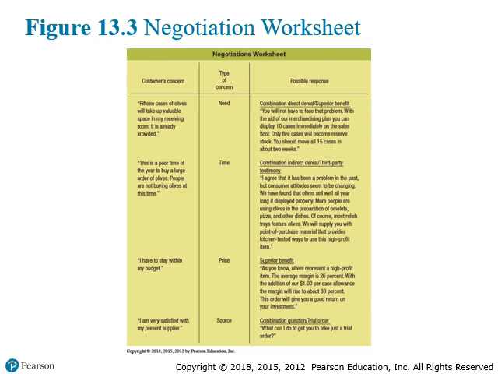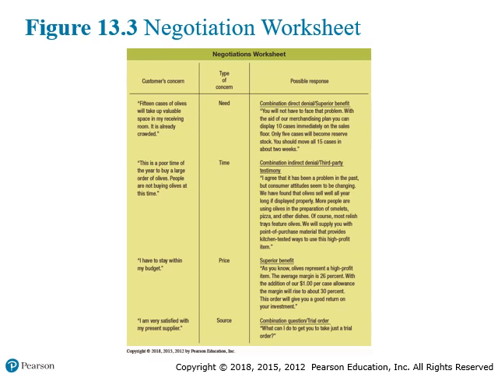Another objection might be, "I have to stay within my budget." Of course, the price objection. Focus on the benefits here. "As you know, olives represent a high profit item. The average margin is 26%, and with the addition of our $1 per case allowance, the margin will rise to about 30%. This order will give you a good return on your investment."